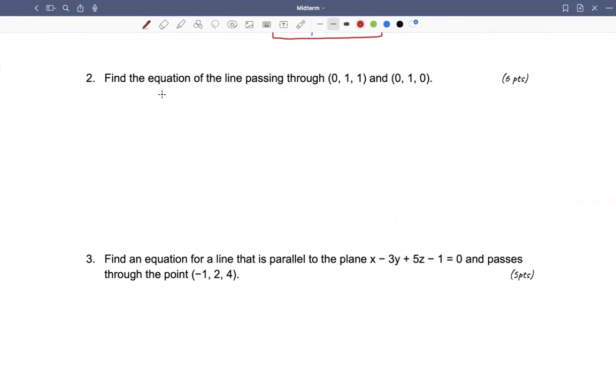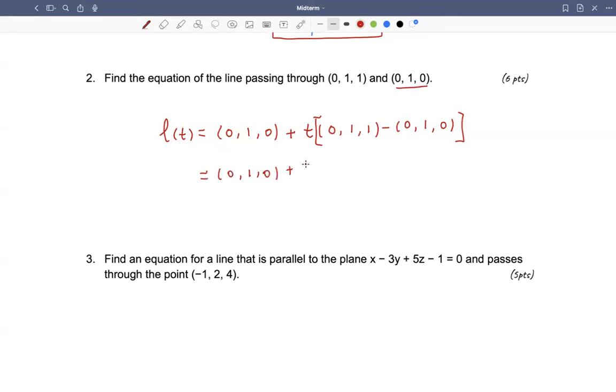Now let's see number two. We want to find the equation of the line passing through these two points. Remember, the line as a vector has an initial vector, and we can treat any one as the initial vector. Let's treat (0, 1, 0) as the initial vector, then plus t times the direction vector. How do we get the direction? We're treating this one as the initial vector, which means this is the end vector. So we use (0, 1, 1) minus (0, 1, 0) to get the direction vector.